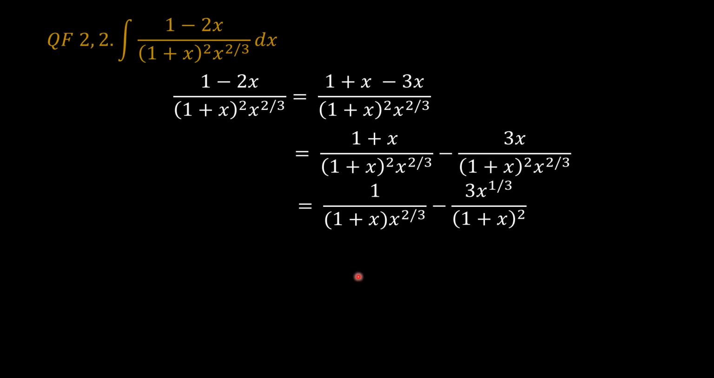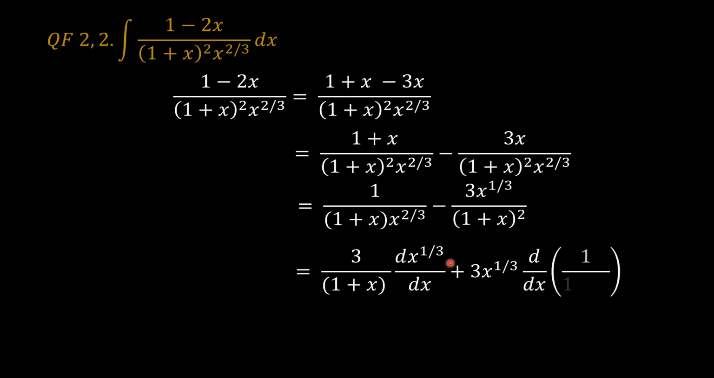So if you look at this critically, this component here, x to the power 2 over 3, is the same as 3 times the derivative of x to the power 1 third, and then 1 over 1 plus x remains, plus, and as you can see in this second part, this fraction, negative 1 over 1 plus x squared, is the same as the derivative of 1 over 1 plus x, times x to the power 1 third.